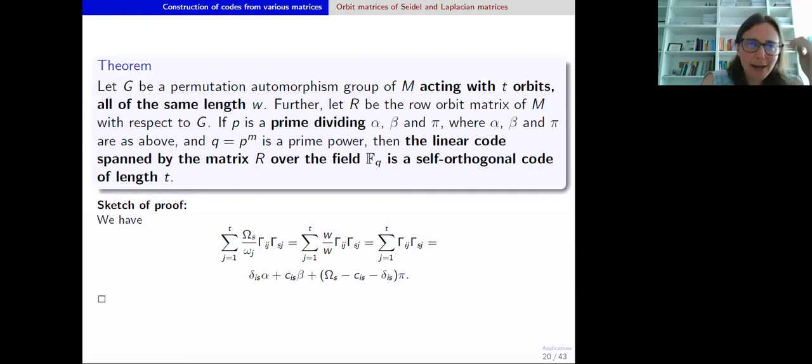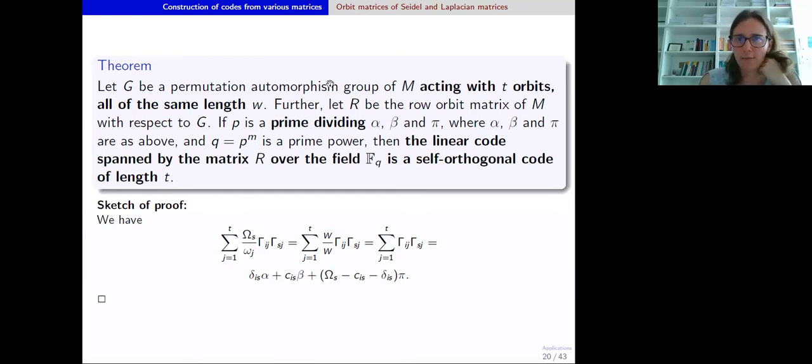Okay, so why did I need this result? I needed this result in this very important theorem, which says: take G to be a permutation automorphism group of a matrix M, acting with T orbits that are all of the same length. So you have a matrix, you take a permutation automorphism group of this integer matrix, which is the Seidel, Laplacian or signless Laplacian matrix of a strongly regular graph.